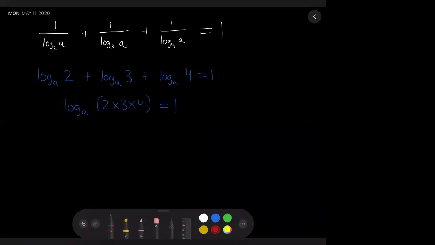Now we can simplify this. Log base a of 24 is equal to 1. Now this is just basically saying a to the 1 equals 24. What is a? Straightforward. a is just 24, right? Easy one right there. Once you actually find the initial trick, everything simplifies really nicely.